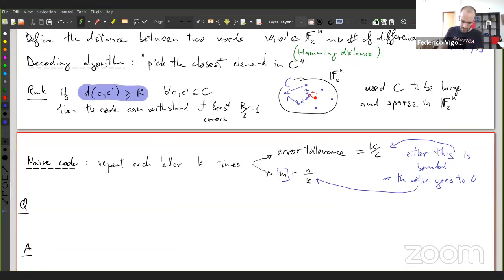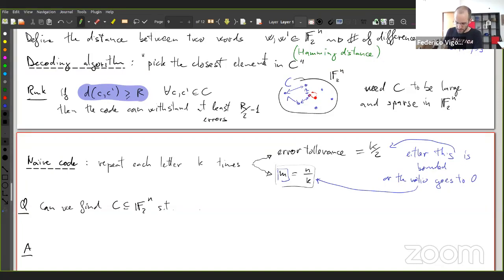More precisely, the question that we ask is, can we find a code C inside F_2 to the n, such that, well, we want this ratio, which is just the logarithm base 2 of the size of C over n.